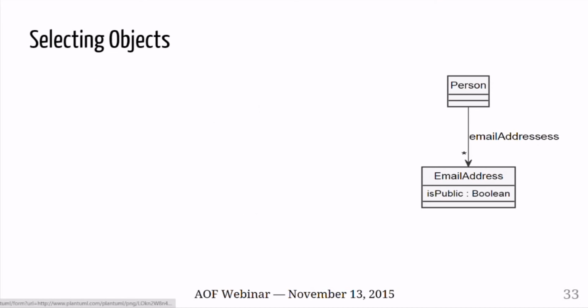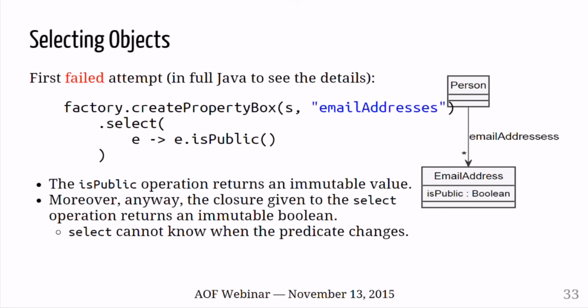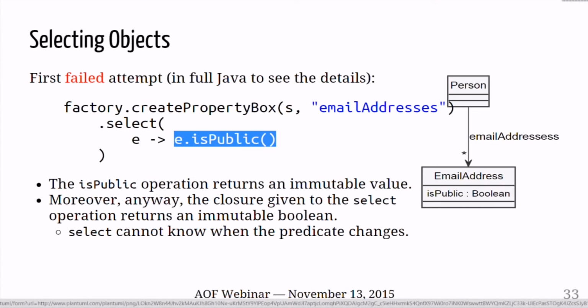But it becomes more complicated when you want to select objects, not just values. So we are going to look at a more complex setting here. So we have a person who has email addresses, and each of these email addresses has a Boolean property called isPublic. So naively, we may try to write the select in the same way as before by using isPublic. So we suppose that we are using generated EMF here and that we can directly call the method to get access to the value.